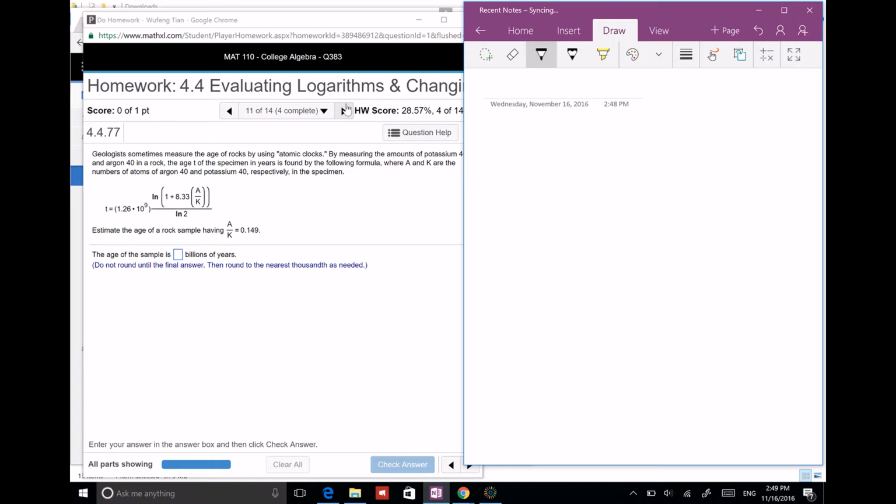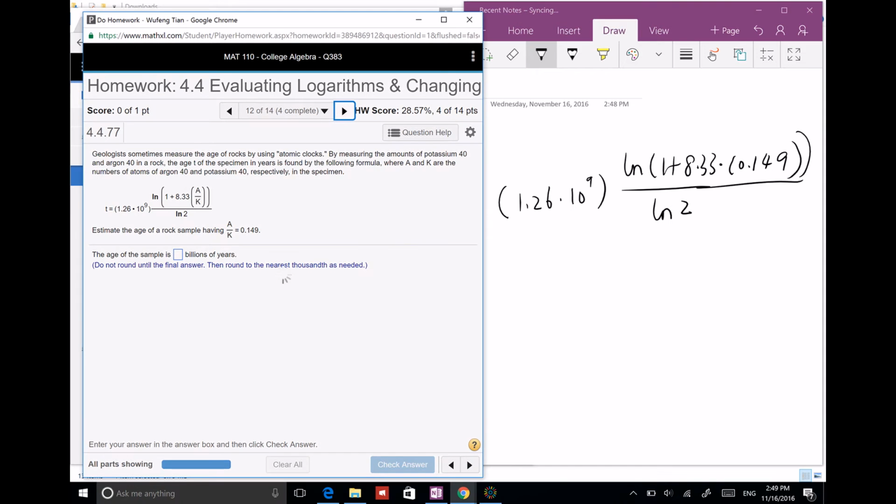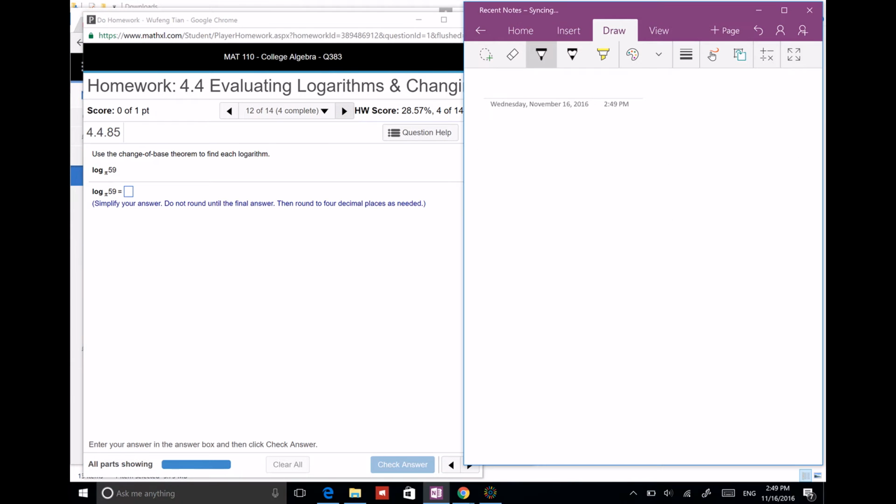And the age. So a over k is 0.14. Everything is given, so basically just use a calculator: 1.26 times 10 to the power 9, and ln 2, ln of 1 plus 8.33 times 0.149. Use a calculator to find this number. For this one we change the base: log base pi of 59 equals ln 59 over ln pi on the calculator.